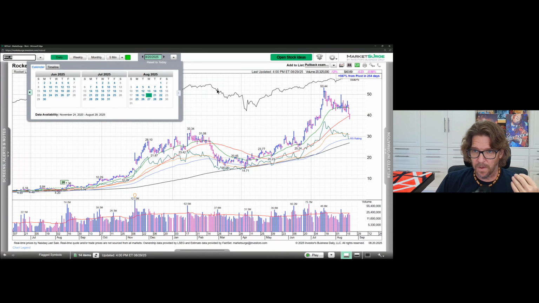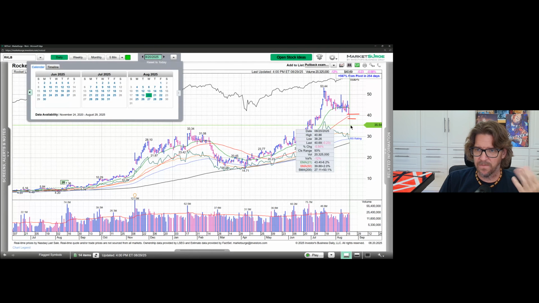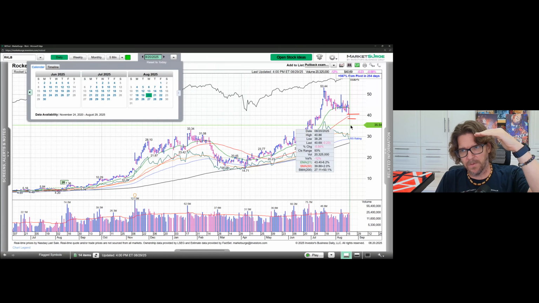Not in a huge way, but it did defend the 50-day. And now I have something to trade against, which is the low there. And it's back above its 50-day. And you've got a 3% closing range. Again, if it was at the absolute top, it would be 100%.